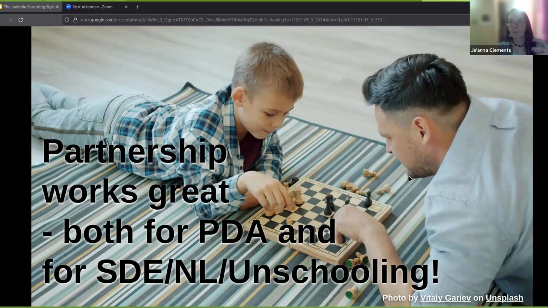So you can have two parents or in-laws or social workers on a very different page when this parenting style is invisible, because they don't understand that we're actually moving to something that is better for the child's well-being than authoritative parenting. And when PDA is in the mix, we're moving to maybe the only thing that's going to really support that child to thrive.